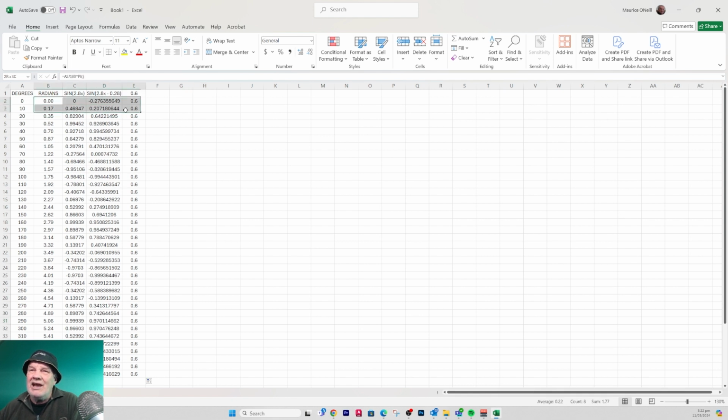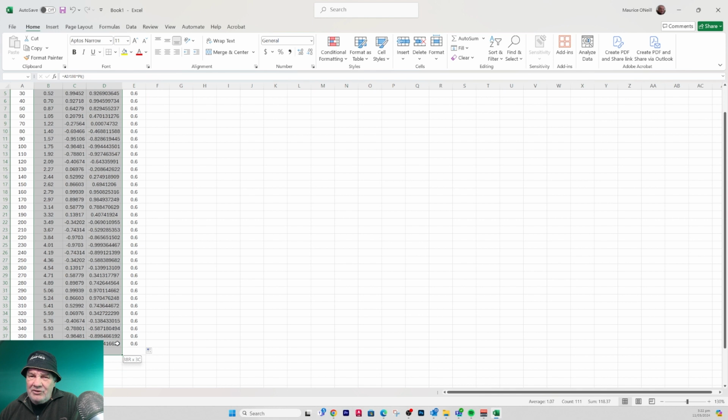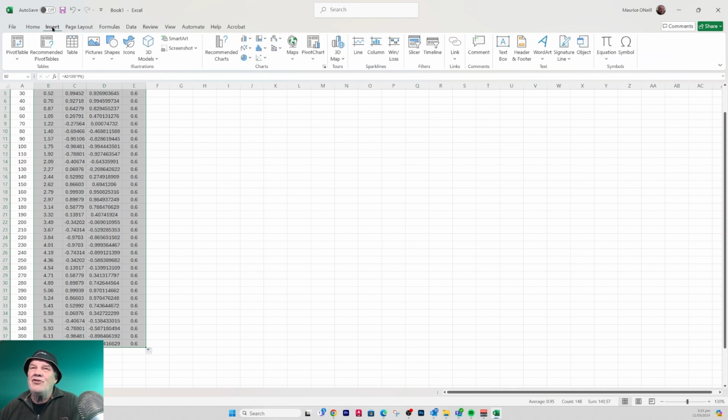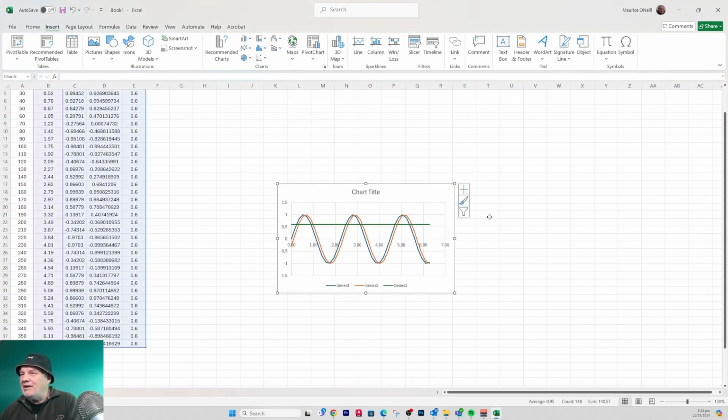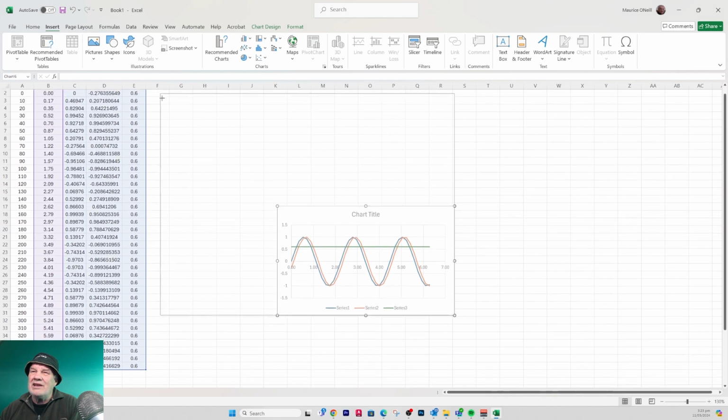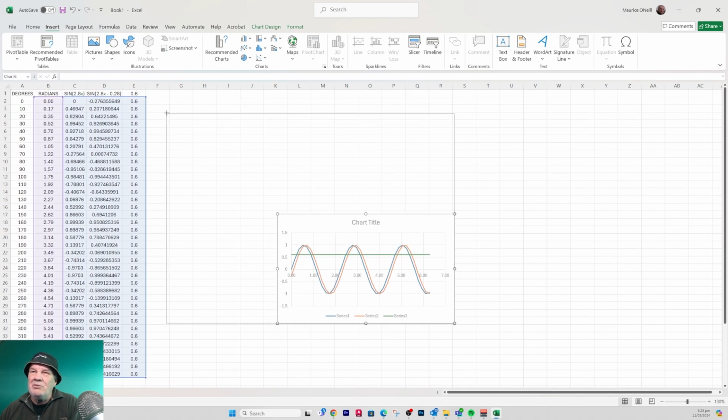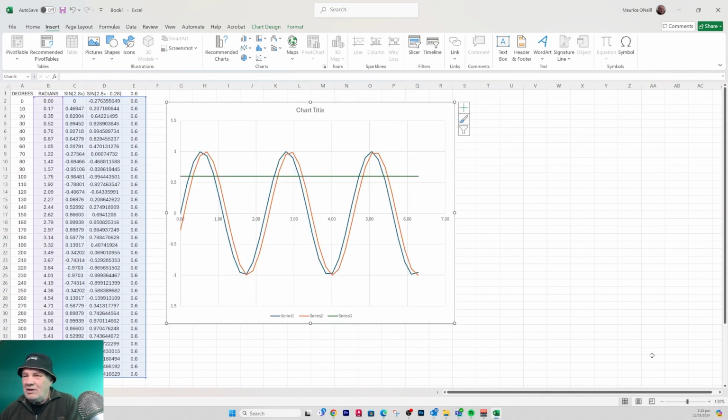So this is the data that we want to represent on the graph, like that. And then we just go insert chart or graph, chart perhaps. And that's the one we want there. And there it is. Now, obviously there's a lot to do to tidy it up now to make it very presentable and what have you.